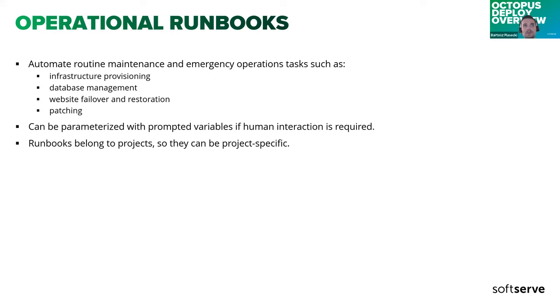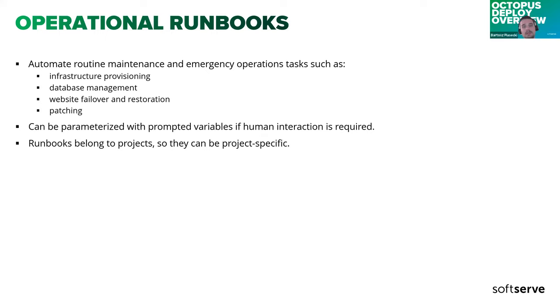There are a lot of examples on how to use operational runbooks, and those can be parameterized as well. But the difference between a runbook and a simple process is that the runbook can have prompted variables. So for example, you want to ask a human operator for interaction, for some values, maybe the choice of the environment, or maybe the name of the database that needs to be managed, etc.